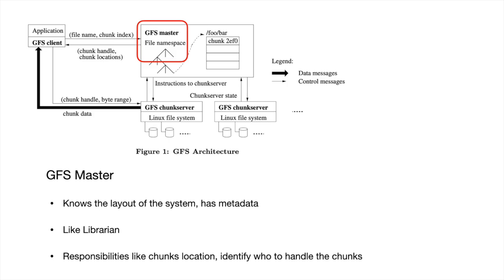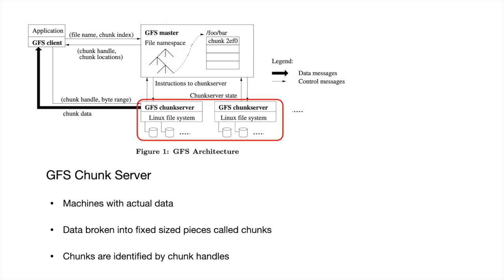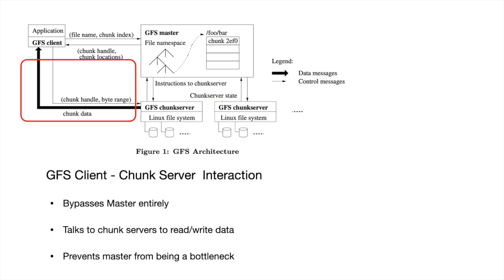When a client wants to access a file, it first contacts the master. But the master doesn't give the data directly. It responds with just the chunk locations and who's currently the leader for any write operations. At the bottom are the chunk servers. These machines actually store the file data, broken into large, fixed-size pieces called chunks, each identified by a unique chunk handle. Once the client knows where to look, it bypasses the master entirely and talks straight to the chunk servers to read or write the data. This direct path keeps the master from being a bottleneck even when thousands of requests are flying in.